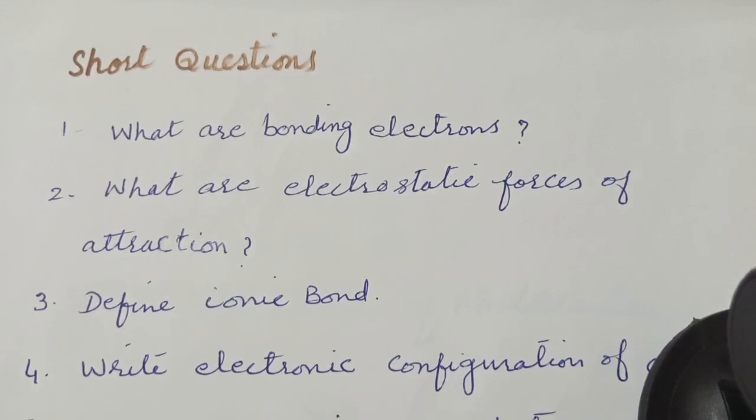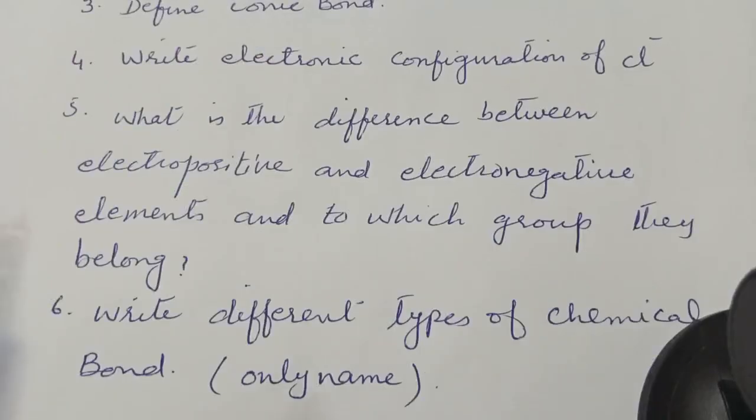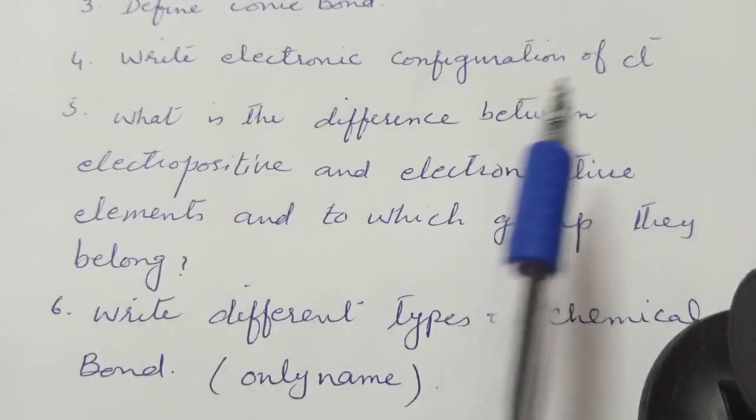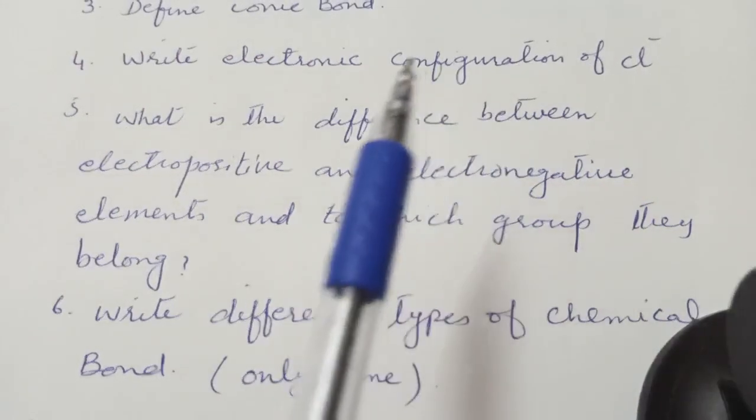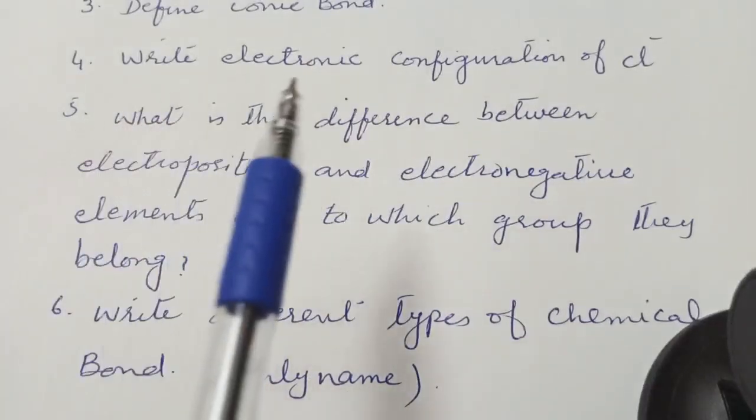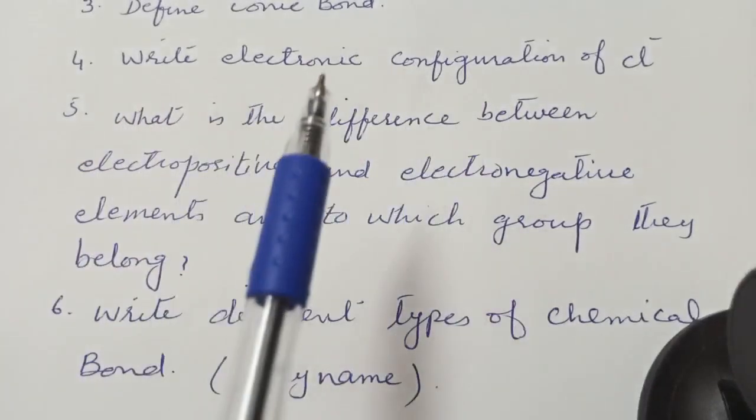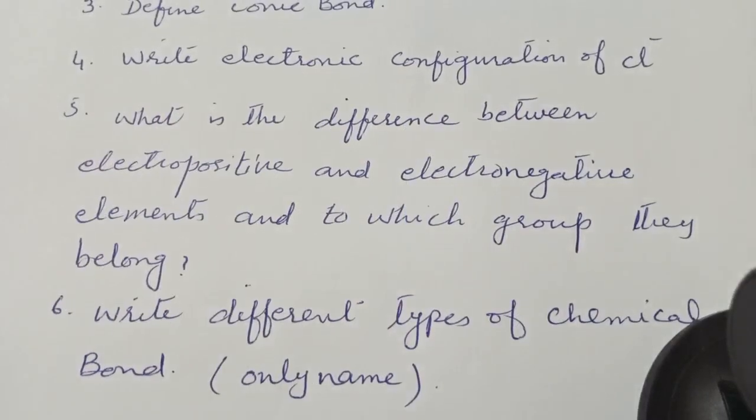Question number 3 is define ionic bond. Ionic bond is a type of chemical bond which is formed by the complete transfer of electron from one atom to another atom. It's a short answer, its definition is enough, but you can also write the formula of sodium chloride in its answer. Question number 4 is write electronic configuration of chloride ion. Its configuration is written in the lecture and I have written it in detail. You can write that in its answer and quote its example.